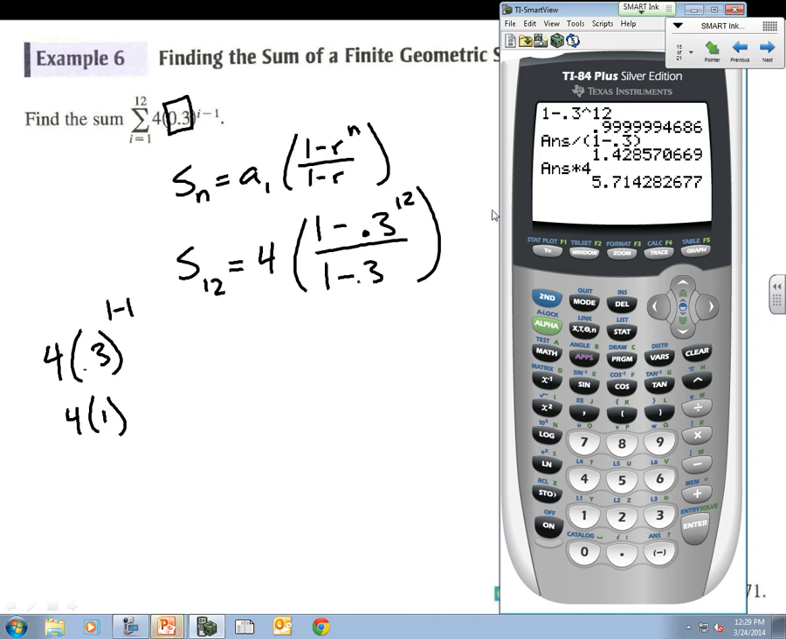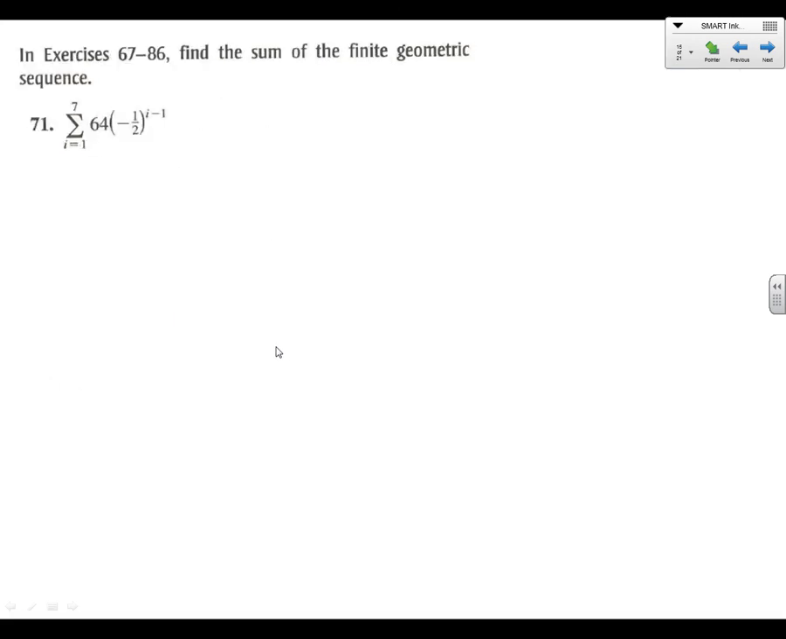All right, so it seems like it might be a little bit bigger, but remember the next term is going to be 3/10, 0.3 of 4. So it's going to get smaller pretty quickly here. See if you can do the exact same steps on 71.